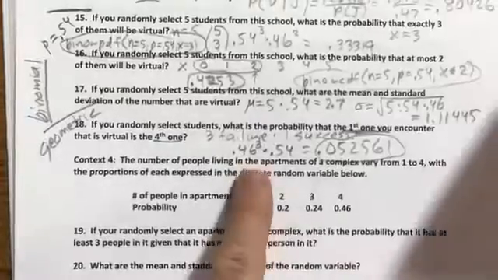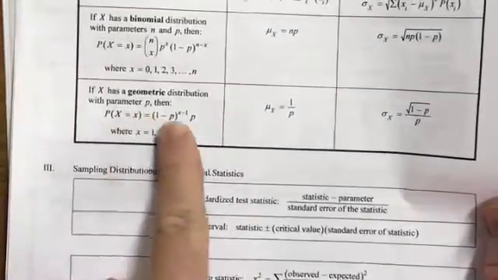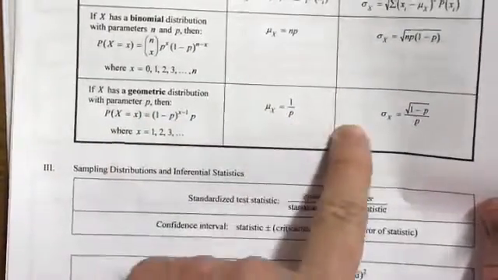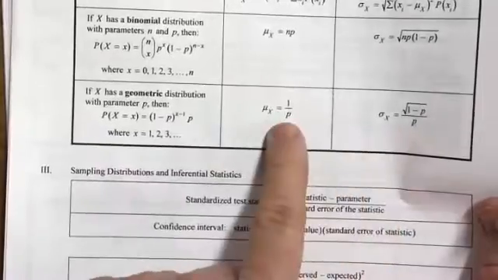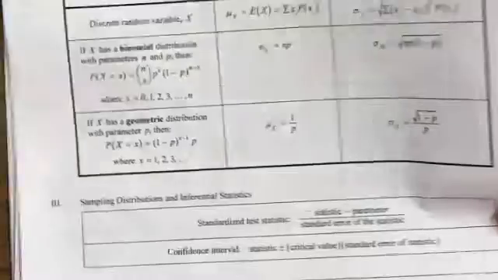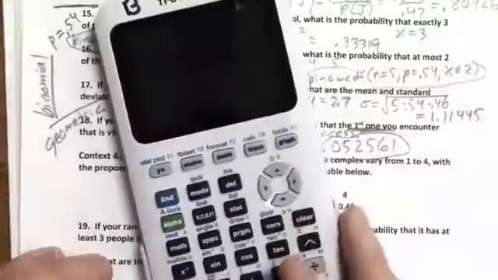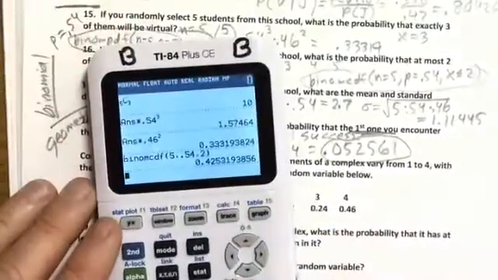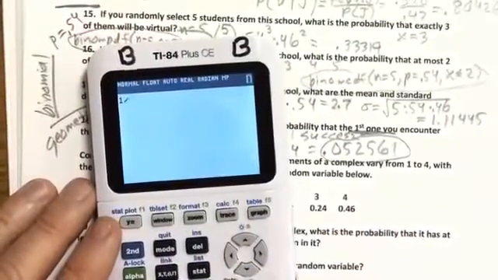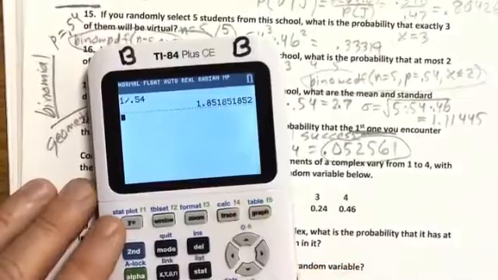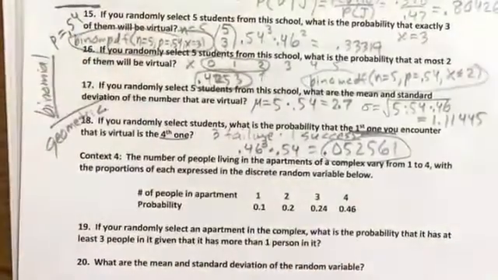To me, it's better to just intuitively think it out. There's the little geometric formula. The mean, by the way, is 1 over p, and there's the standard deviation. So if they ask you the mean of a geometric situation, just go 1 over p. So you go 1 over 0.54. If it asks you for the mean, which it didn't, but let's just pretend it did, 1 divided by 0.54, and so the mean would be 1.85. So there you go.